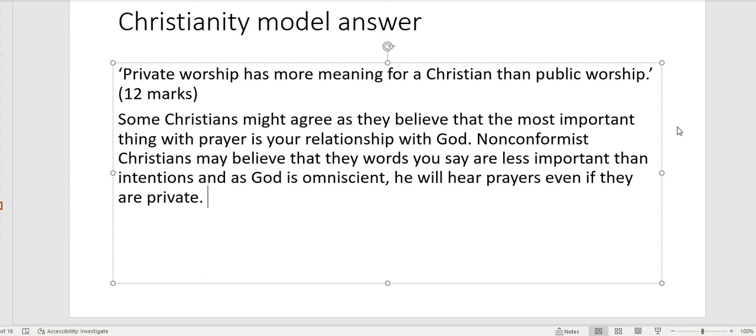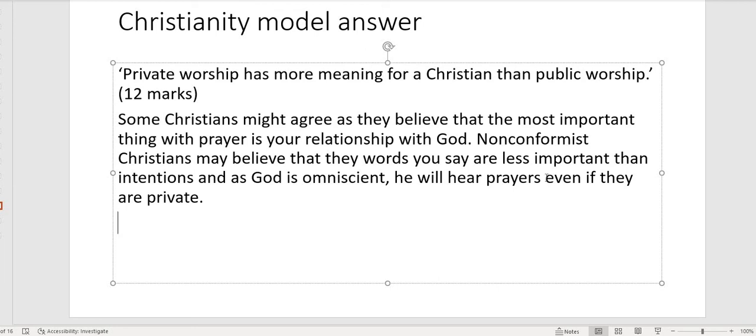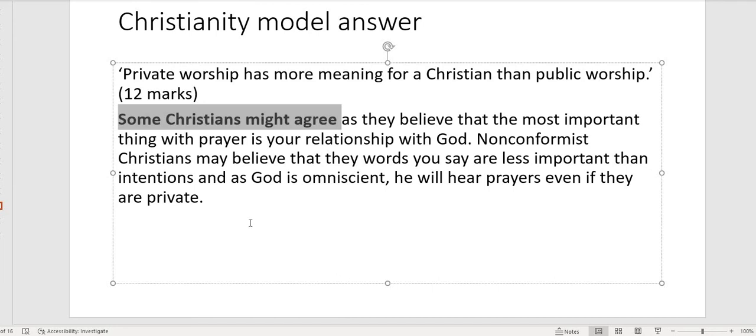Alright, so again, arguably I got a bit lost in the middle, but I have finished with, and you can see that I've combined the this is because and this means that into one sentence. That's fine. I've tied it back at the end with private. I've used the wording of the question right at the end. Where are my keywords? Nonconformist. What else have I used? Omniscient. Absolutely fab. So you're not using a direct quote here, but I've used some Christians might agree, and I've used some keywords. I said however in my previous one.